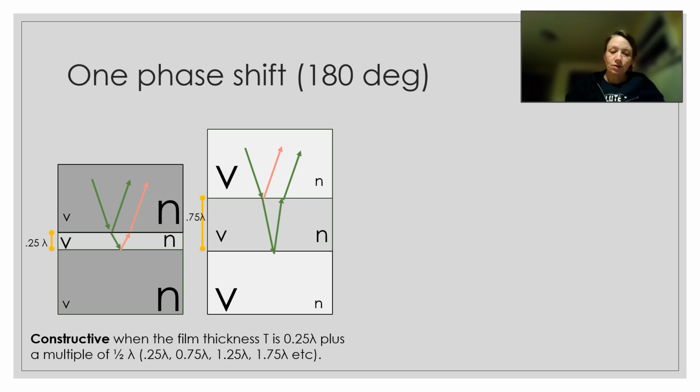So the conditions for constructive and destructive interference are opposite from where they were with the other thin films we looked at in the last slide. In this example, you get constructive interference whenever the thin film thickness is a quarter of the wavelength plus a multiple of a half. Because when you add in the half wavelength phase shift, that puts us into these categories of crest and trough lining up.